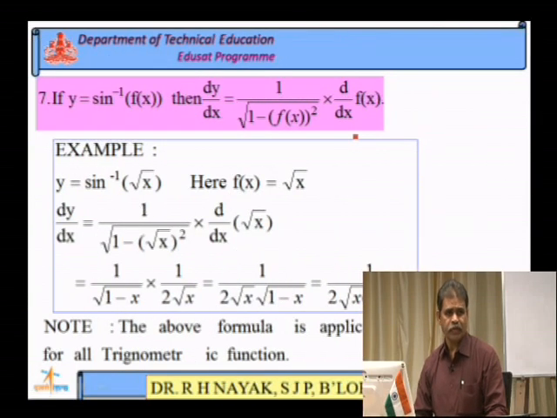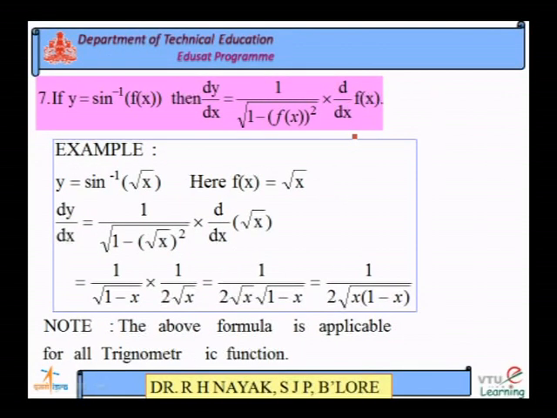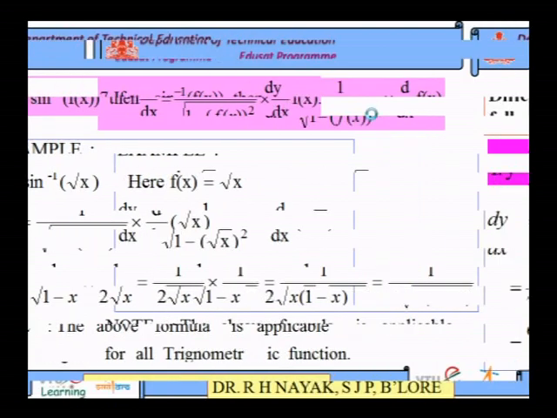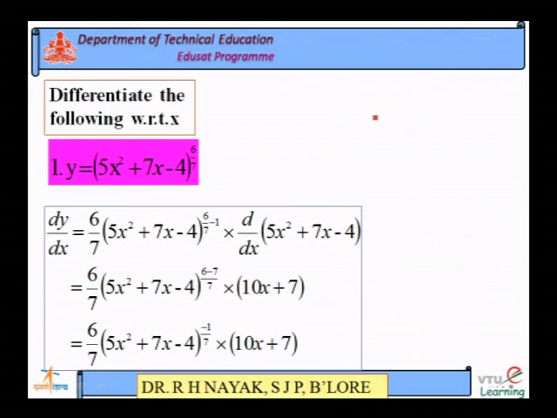Next, for inverse functions, d by dx of sin inverse x is what? 1 by root of 1 minus x square. According to that, if it is of the form sin inverse of function, then its derivative is sin inverse function, 1 by root of 1 minus function square into d by dx of function. Based on that, we can handle all other inverse trigonometric functions.